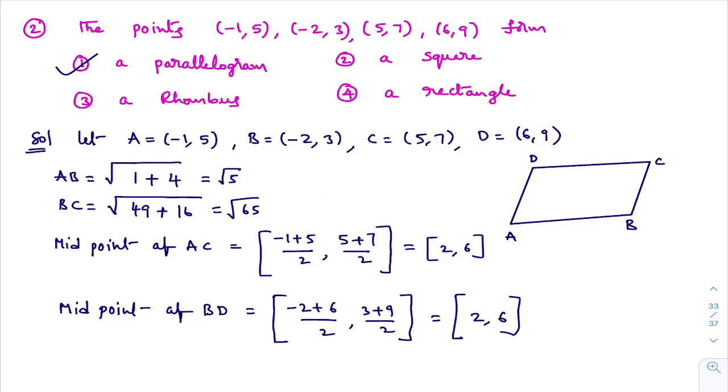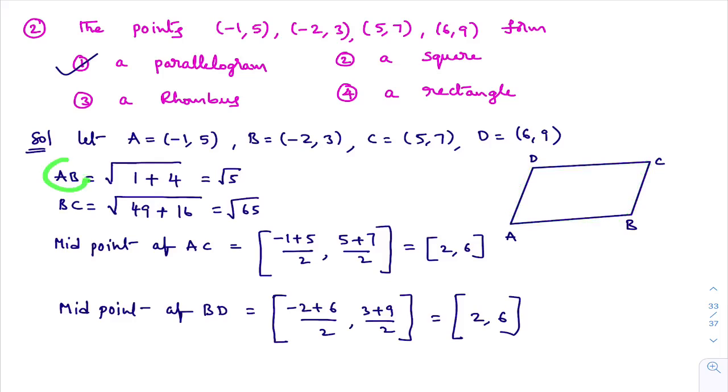Why am I saying all these things? No need to write let A equal to, B equal to, like that. You just imagine this is A, this is B, this is C, this is D, and just go with AB, BC, CD like that. Here I have taken these 4 vertices as A, B, C, D, and I'll calculate AB, BC, CD, DA.